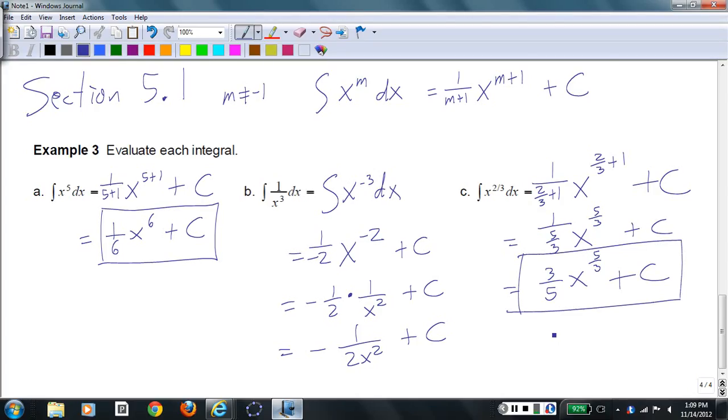Looks like this. If we were to multiply the 5/3 by the 3/5, we'd get 1. And then if we subtract 1 from the exponent, we'd get 2/3. So 1x to the 2/3 would be the derivative of this, and that's what we want to happen. Are these hard problems or easy problems? Easy problems, good.